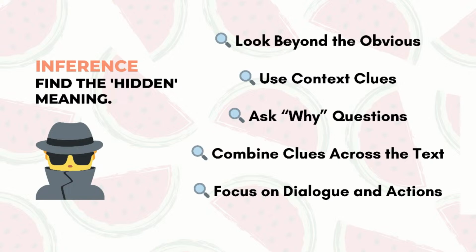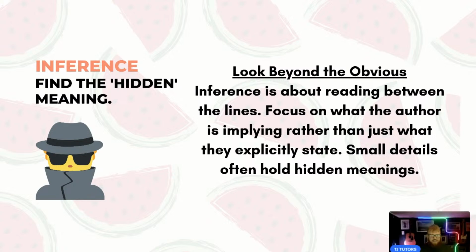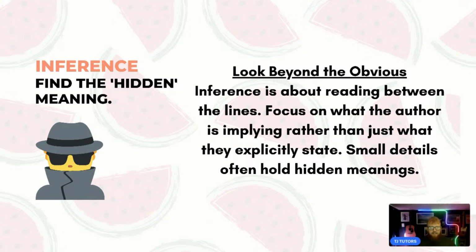The first thing is to look beyond the obvious. The second tip is to use context clues. The next is to ask why questions. My fourth tip is to combine clues across the text. And then the fifth technique that you can start to use here is to focus on dialogue and actions. Okay, so we're going to start looking beyond the obvious.